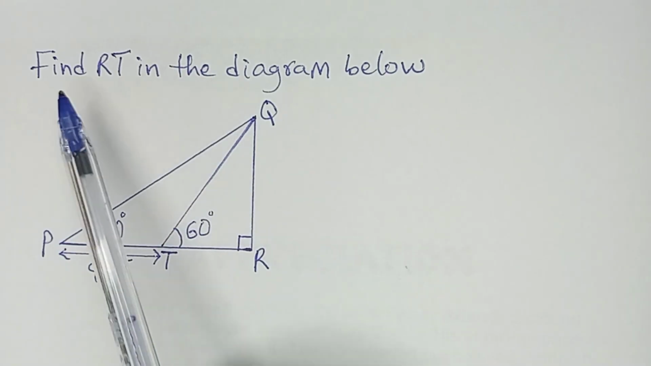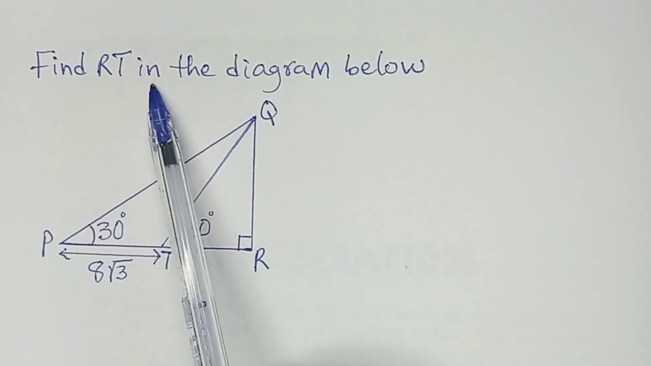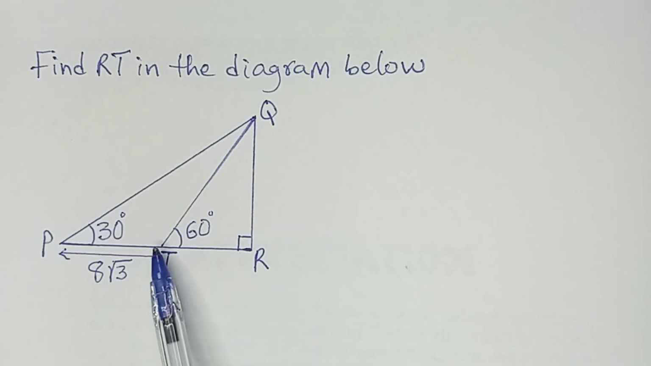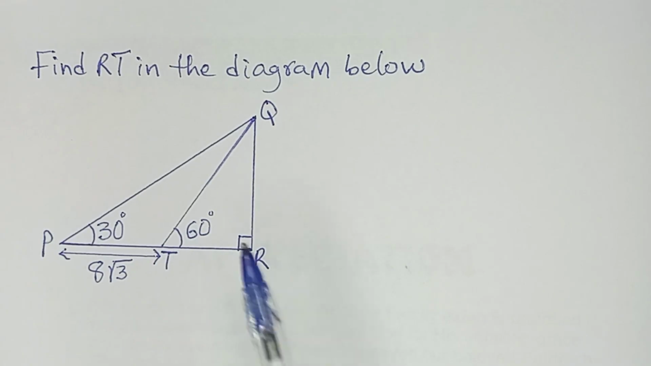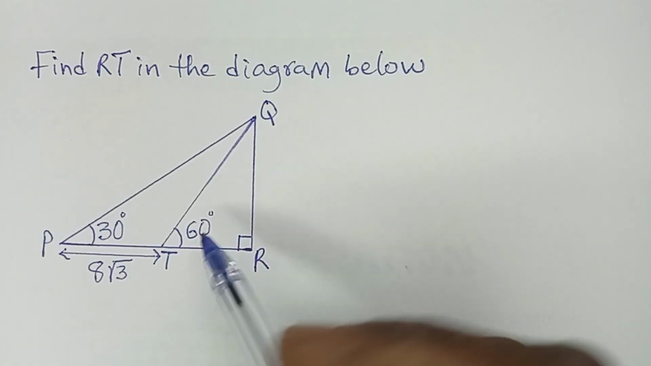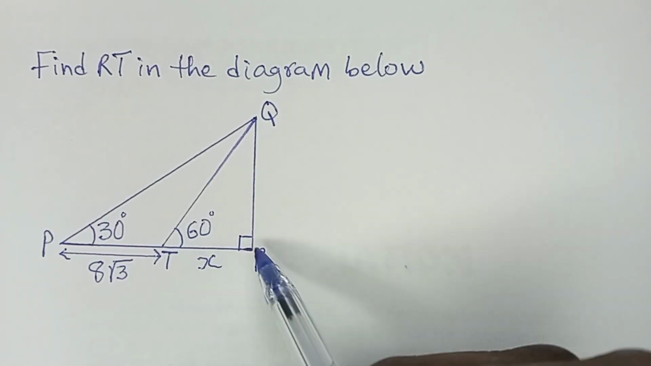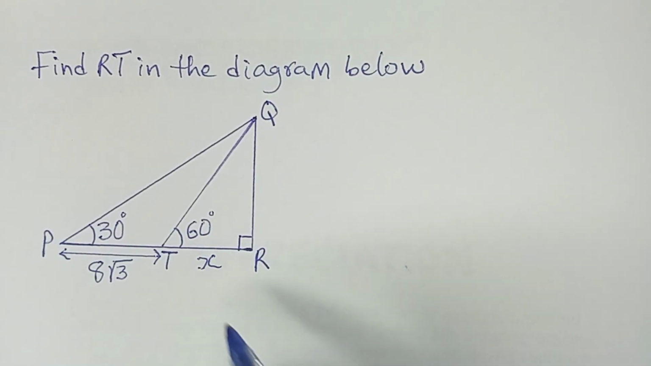The question here says, find RT in the diagram below. So we have to find the length of this side RT. Let's call this length X. Let RT be X.